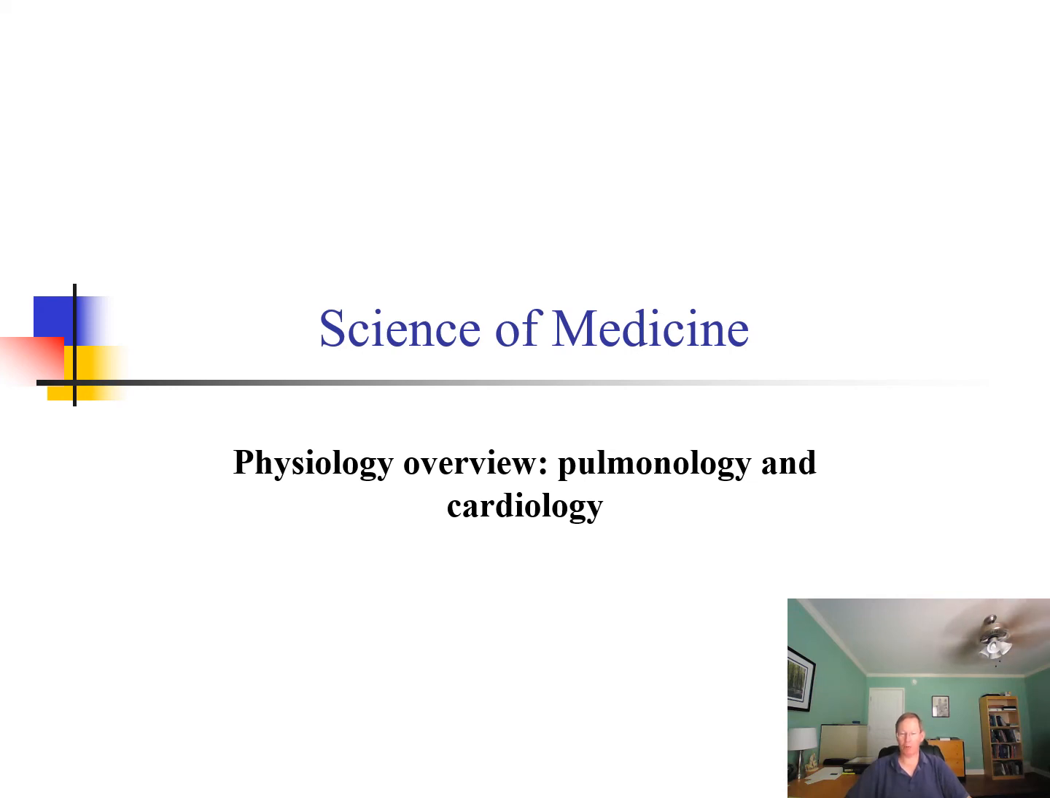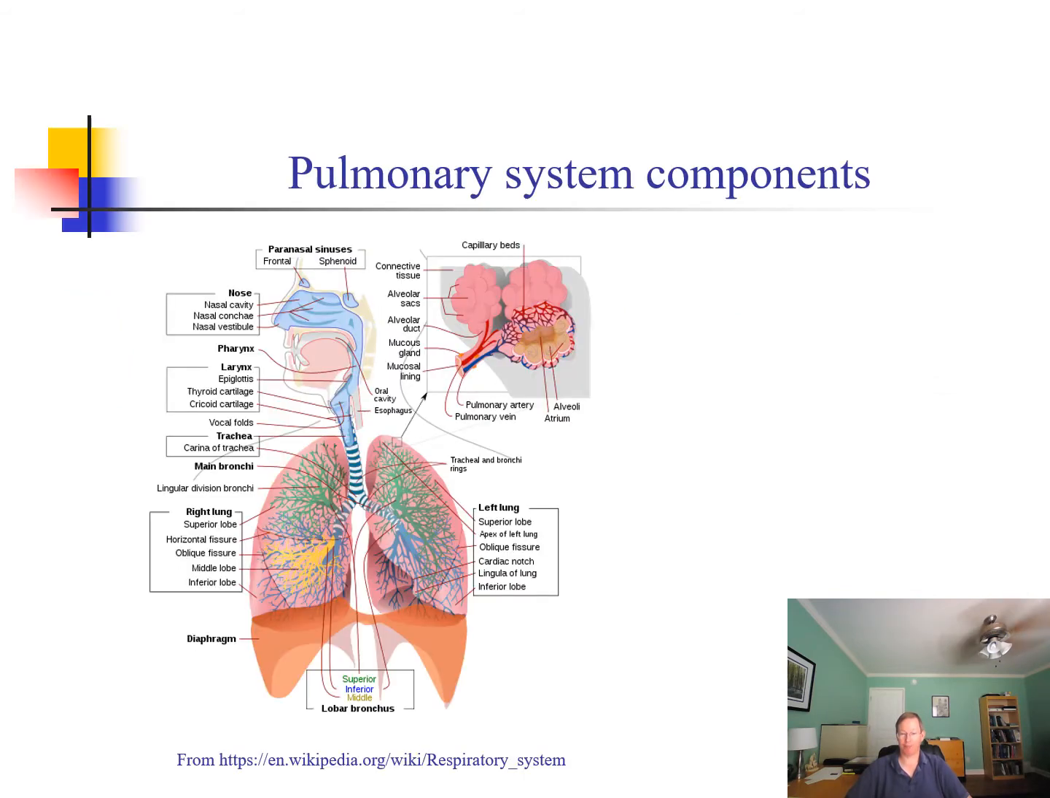Today I want to give you a brief physiologic overview of pulmonology and cardiology. So the pulmonary system is a very critical component of your body. It is housed primarily within your thoracic cavity in your chest, and it's comprised of your lungs, which occupy most of the space within your thoracic cavity, as well as tubing to get air to and from those lungs.